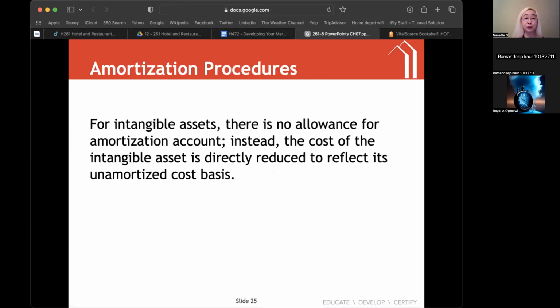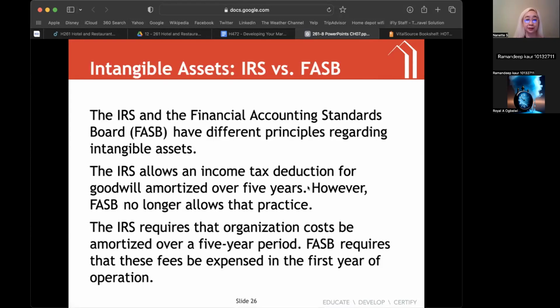So what are the procedures? Raman, can you read? This is the last slide. For intangible assets, there is no allowance for amortization account. Instead, the cost of the intangible asset is directly reduced to reflect its amortized cost basis.